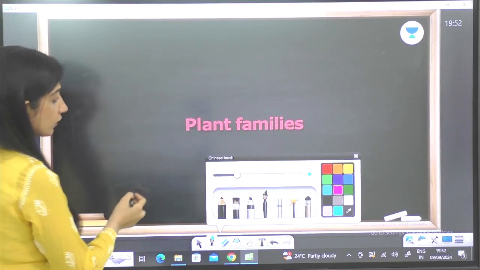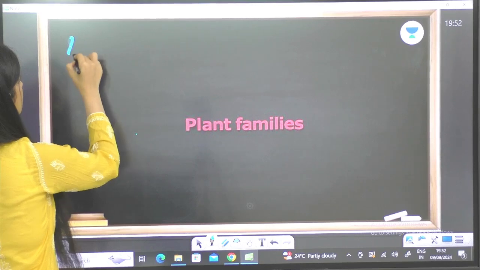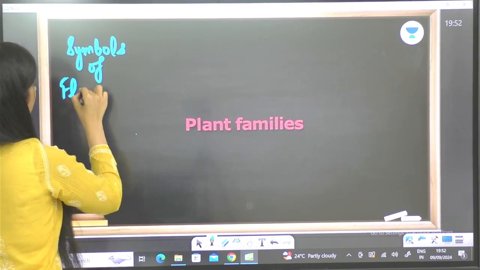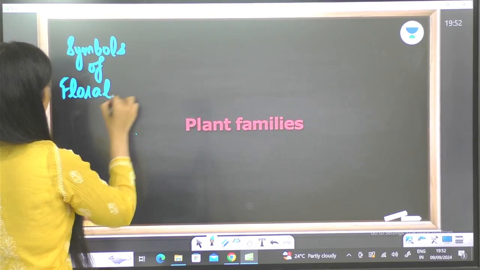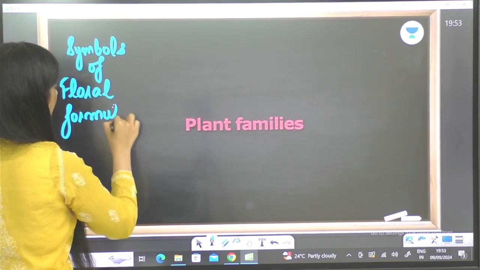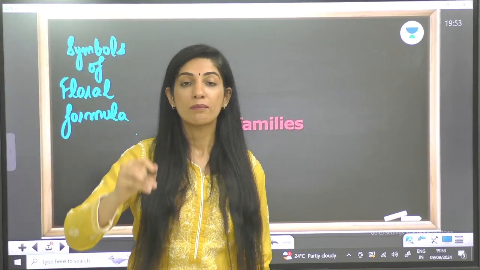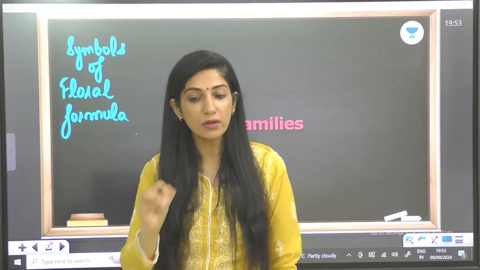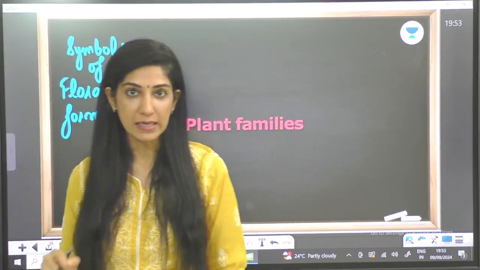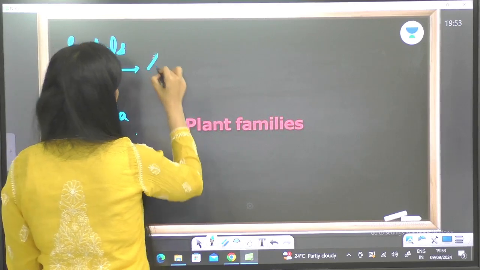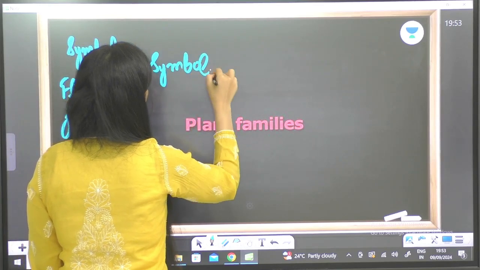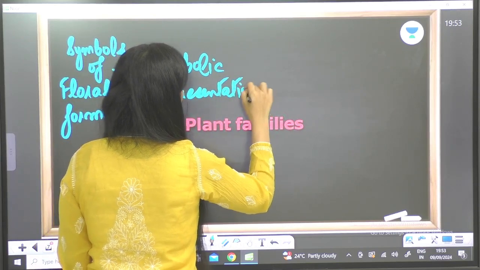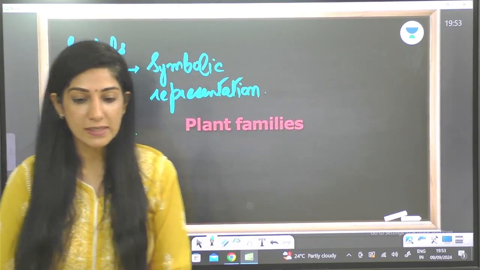So we will quickly go through the symbols of the floral formula. I have spoken about this concept of floral formula n number of times. I am revising it because this is such a systematic, such a technical, such a beautiful method to describe families. It's a symbolic representation of the floral families. That is, we are using certain symbols.